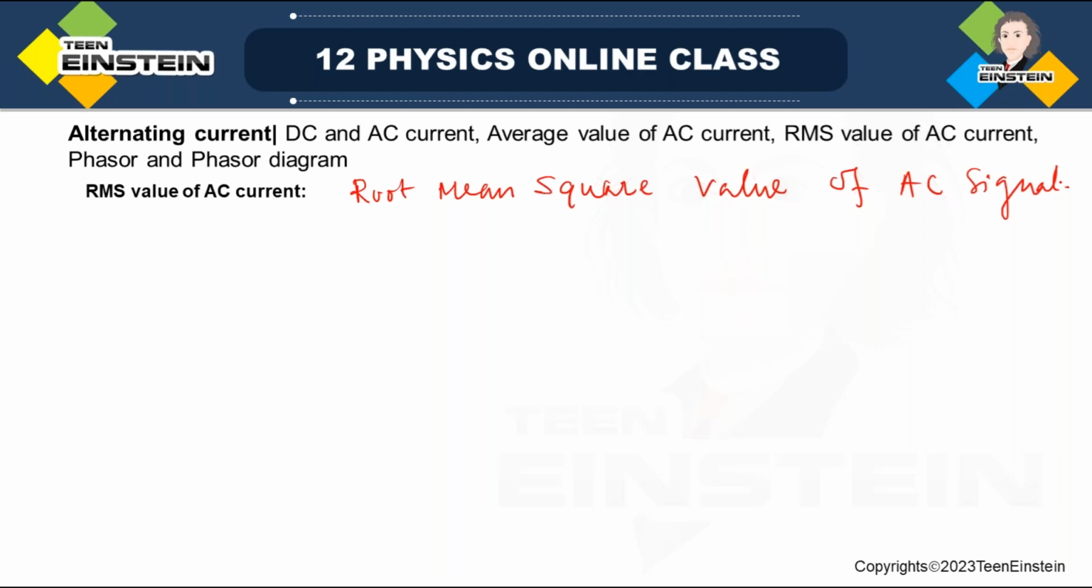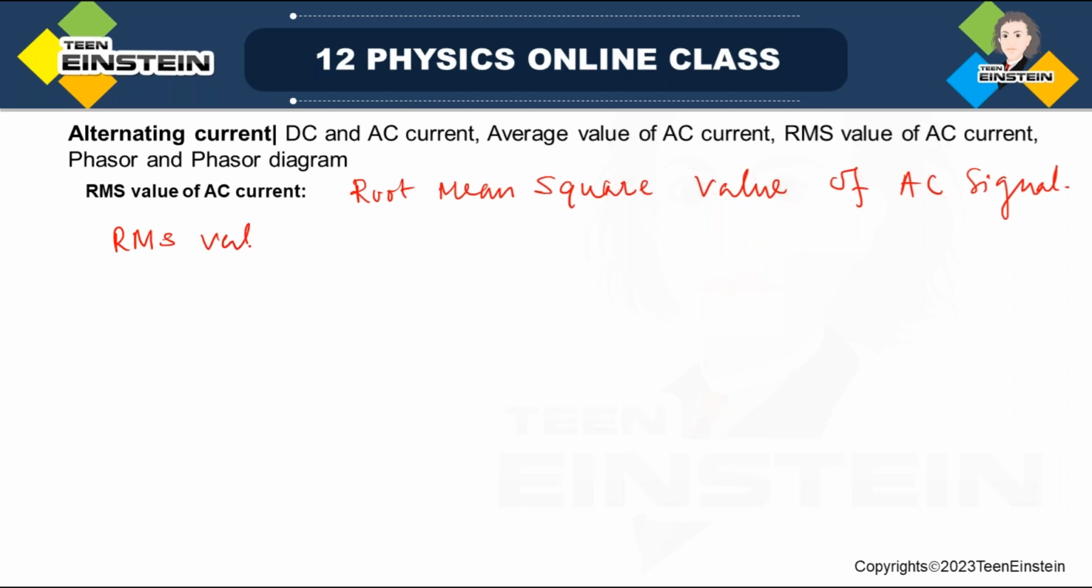Root mean square value of AC signal is the RMS value of AC. How do we define the RMS value of alternating current? It is defined as the value of direct current.